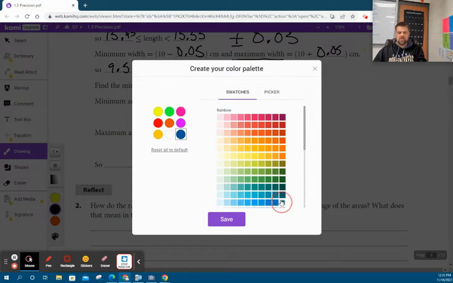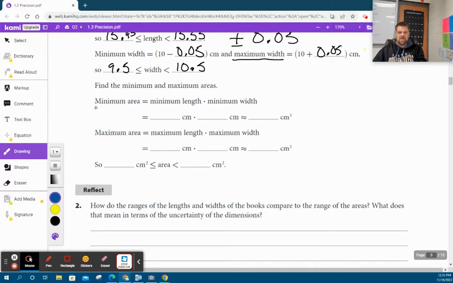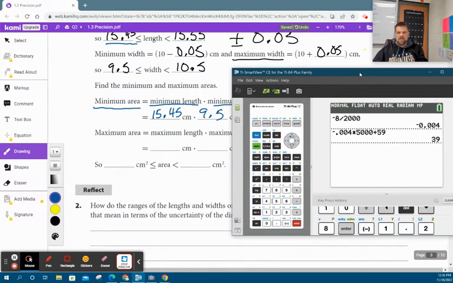we'll change the colors here. The minimum area is the minimum length times the minimum width. Well, we said that the minimum length was 15.45 and that the minimum width was 9.95. Now, you guys should get out your handy-dandy calculators.